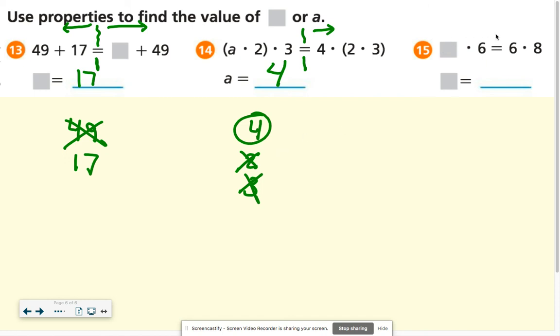Something times 6. Here's my equal sign. 6 times 8. I have a 6 and an 8 on one of the sides. The other side, I have something times 6. So I used my 6. I'm missing the 8.